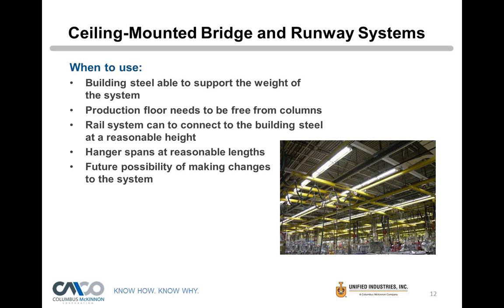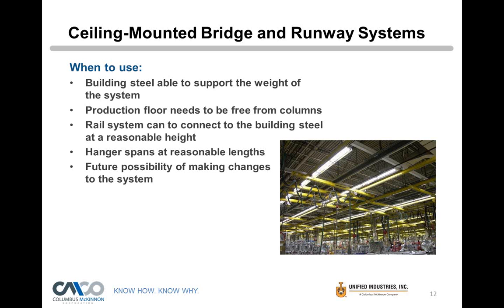Another requirement is that your rail system can connect to the building steel at a reasonable height. Another issue we come across is if your building has a 30-foot ceiling height, and you need to work at a 12-foot underclearance from the bottom of the bridge, sometimes this may not be the most fiscally responsible way to solve your handling issue. You may have to bring down a bunch of steel to get down to that point, and it just may not be a cost-effective solution. So make sure it's at a reasonable height.